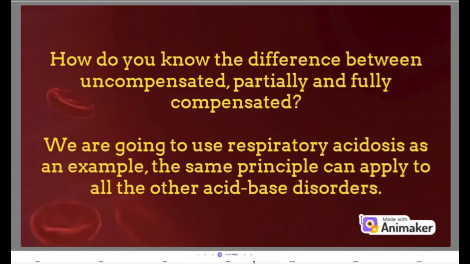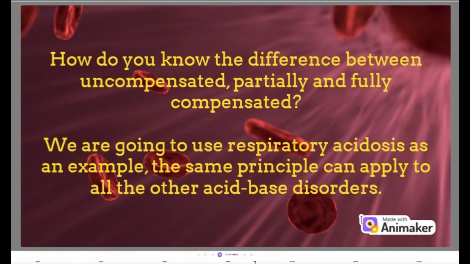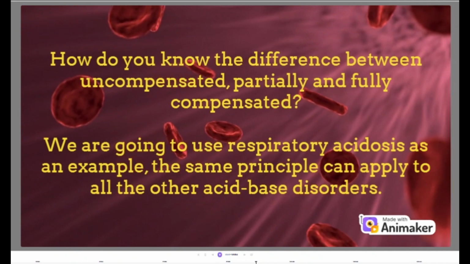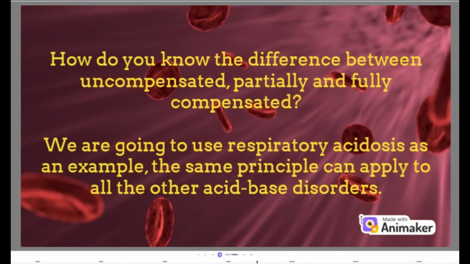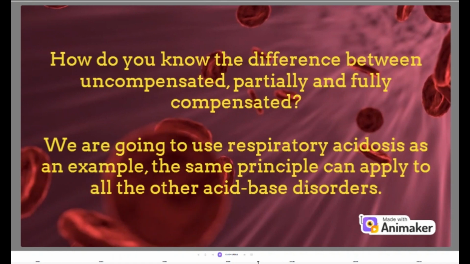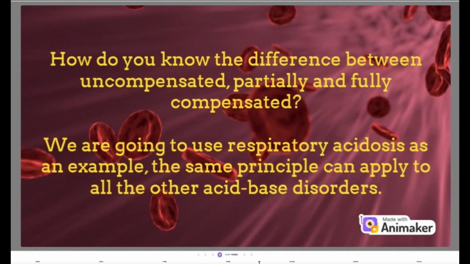How do you know the difference between uncompensated, partially and fully compensated? We are going to use respiratory acidosis as an example. The same principle can apply to all the other acid-base disorders.